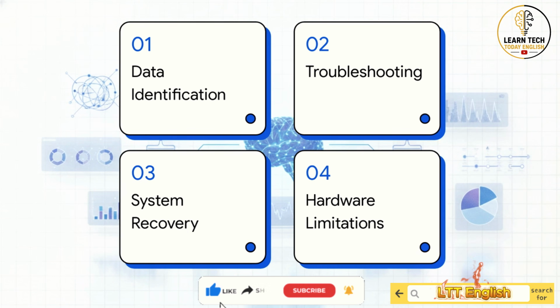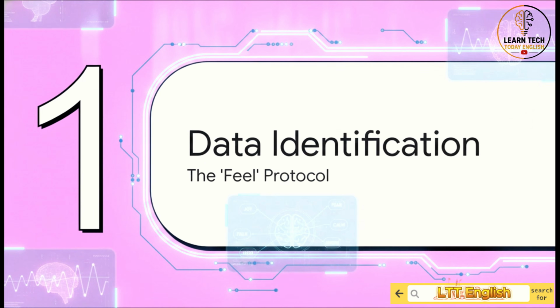So think of today's explainer as your installation menu for a much-needed mental software patch. We're going to execute a simple, structured algorithm today. First, data identification. Second, system troubleshooting. Third, system recovery. And finally, a quick check on our hardware limitations. Okay, let's dive right into this.